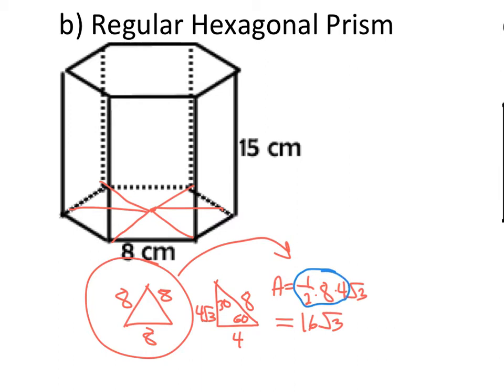That equals the area of one triangle, but we have 6 of the triangles. So to get the whole base, we're going to multiply 16 radical 3 times the 6 triangles. So that's going to equal 16 times 6, which is 96 radical 3.